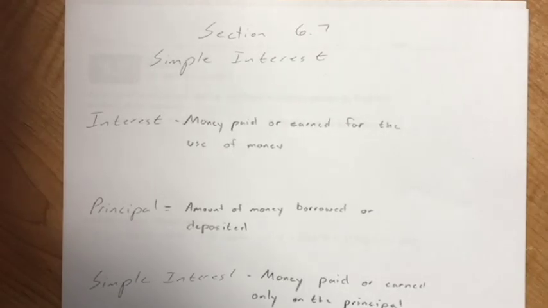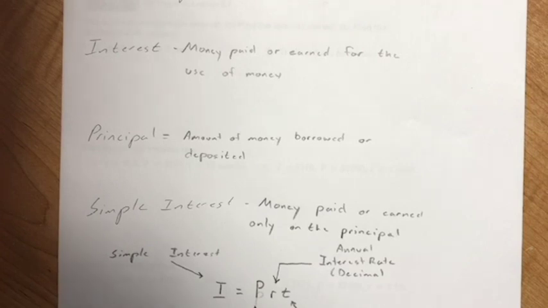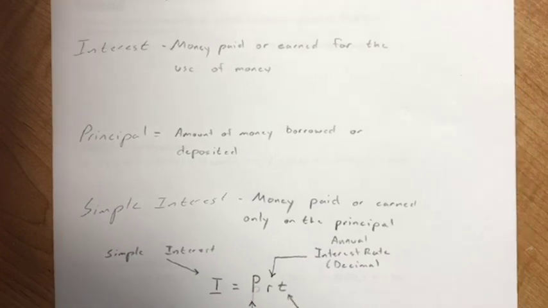Section 6.7, this is about simple interest. You've heard this probably talked about before in some form or fashion, but interest is basically money paid or earned for the use of money. If you go to the bank and ask for a loan, they're going to say yes, but you have to pay back interest. And basically you're just paying for the money you're borrowing. What you typically borrow or what you deposit to the bank is what we call the principal.